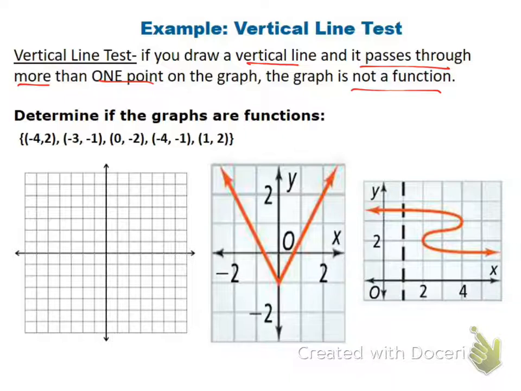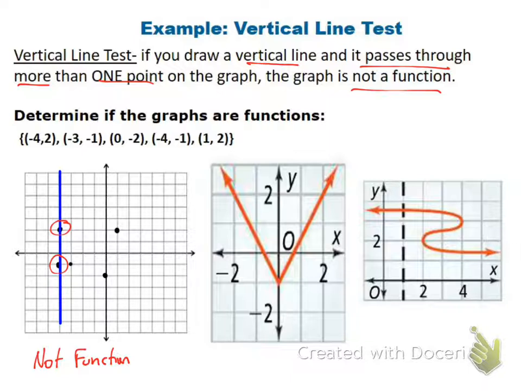So with the first one, I'm going to graph the ordered pairs. So I've got -4, +2, -3, -1, 0, -2, -4, -1, and 1, 2. And so, again, what I can do is I can draw a vertical line in each one of these, and as soon as I see one time where it touches it twice, I know this thing's not a function. So not a function.